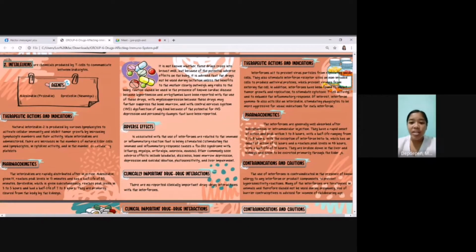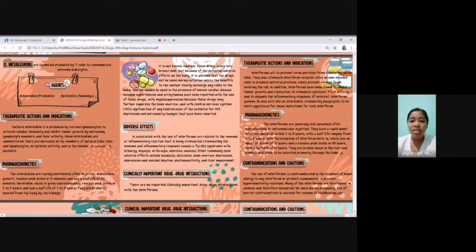It is not known whether these drugs cross into breast milk, but because of the potential adverse effects on the baby, it is advised that the drugs not be used during lactation unless the benefits to the mother clearly outweigh any risks to the baby.